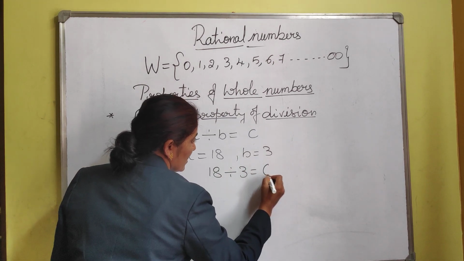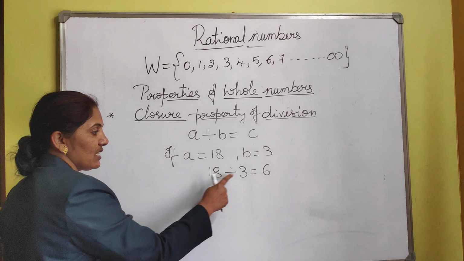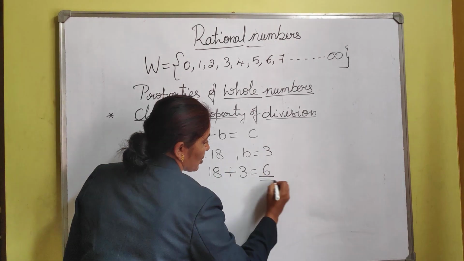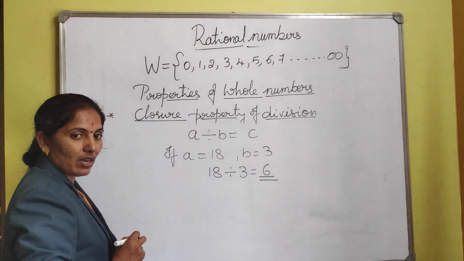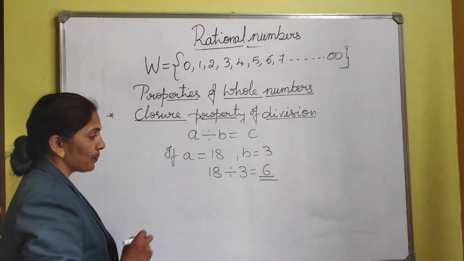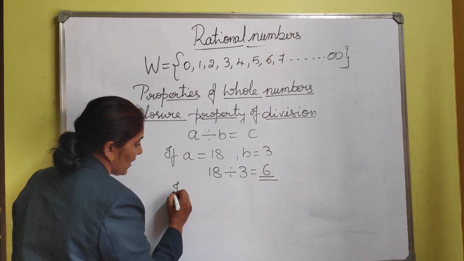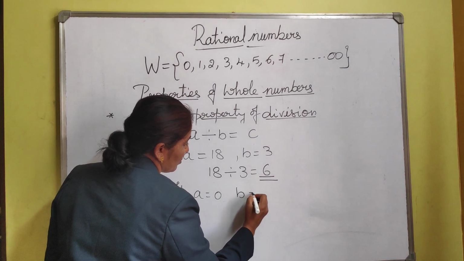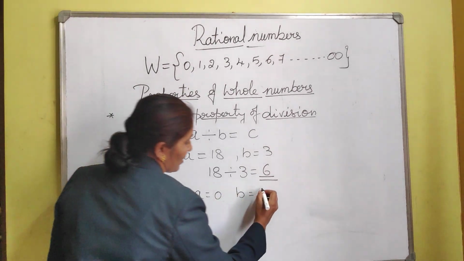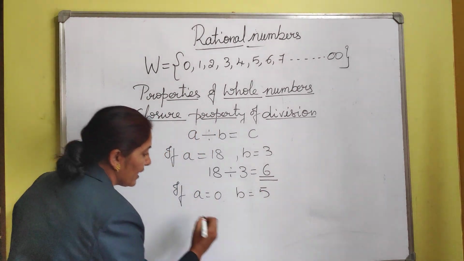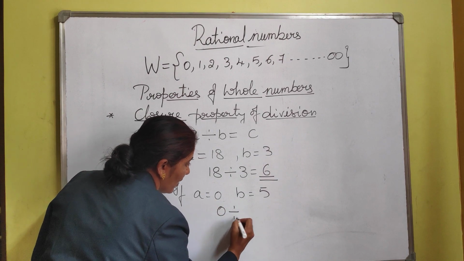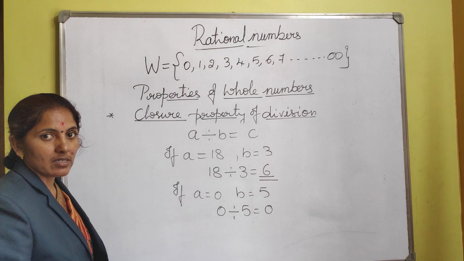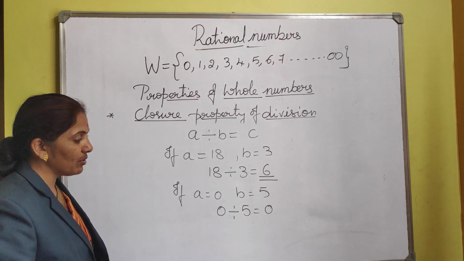How many times? 6 times. Since 18 is a multiple of 3, it is possible to divide and we get the quotient, which is again a whole number. See here again. Say if I consider A is equal to 0 and B is some number, say 5. I can write this as 0 divided by 5, which is again equal to 0.